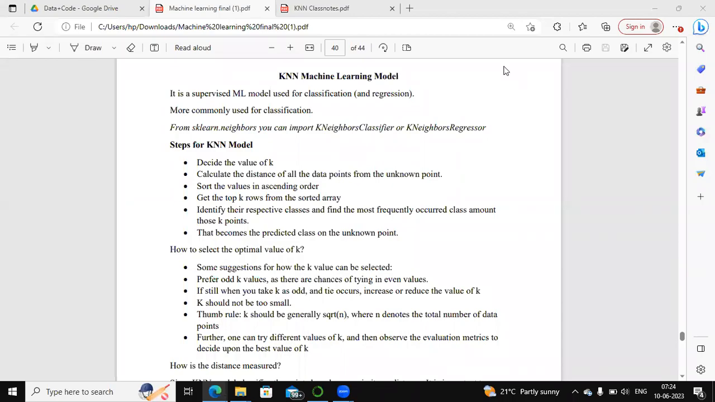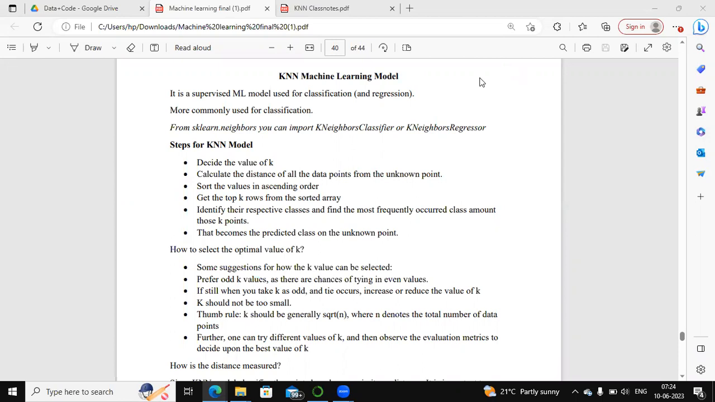In this session, I'm going to teach you the K-nearest neighbors machine learning model. It is a supervised machine learning model used for classification as well as regression. More commonly, we use it for classification problems.